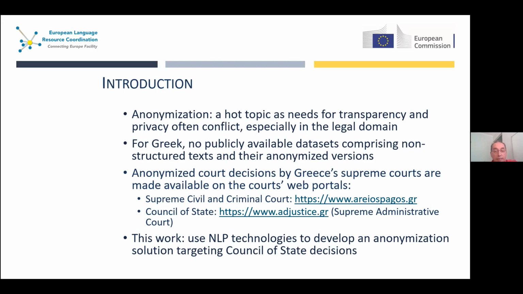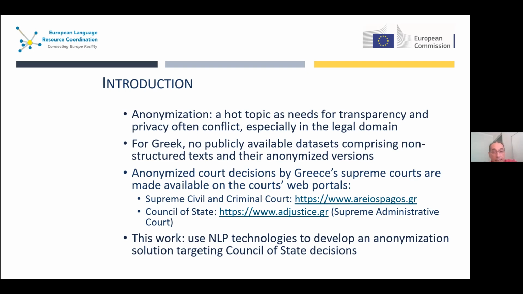So in the case presented in this part of our presentation, we focus on court decisions published in Greek, a language for which, to the best of my knowledge, there are no publicly available data sets comprising non-structured texts and their anonymized versions. On the other hand, there is a relatively large source of anonymized court decisions that can be crawled from web portals of Greece's Supreme Courts. They are 2, the Supreme Civil and Criminal Court and the Council of State.